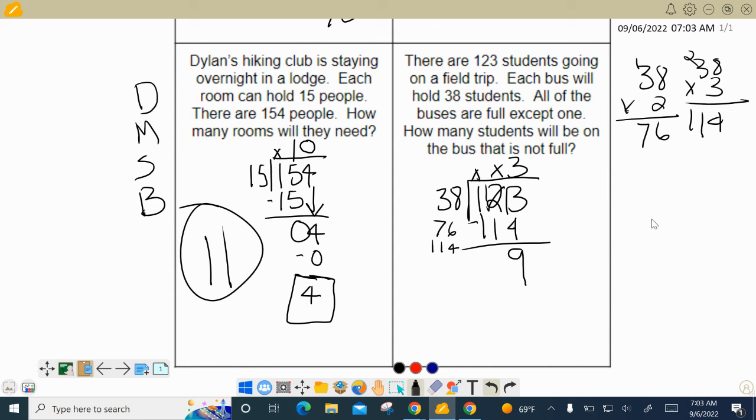So if each bus can hold 38 students, we have 3 full buses, which is great. Remember, the question asks us, how many students will be on the bus that is not full? So I know there'll be 3 full buses with 38 students on each bus. That last bus is only going to have 9 students on it because 9 was our remaining number of students that did not fit on the other 3 buses. So I hope you got 9 as your answer.